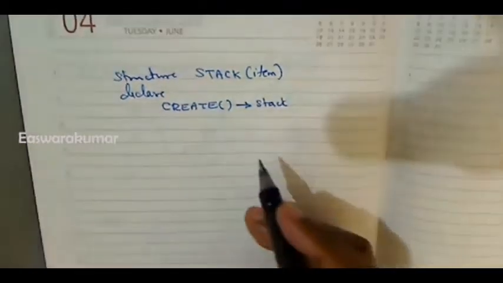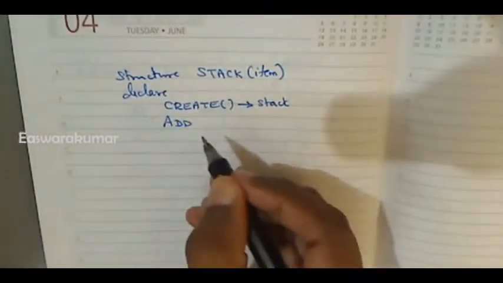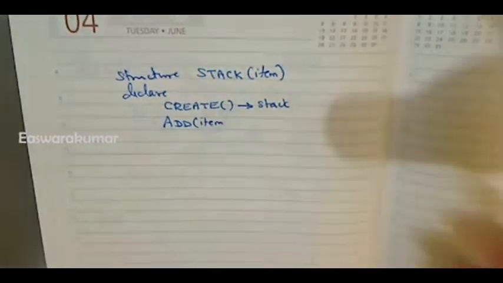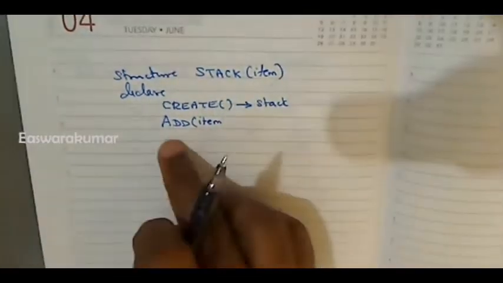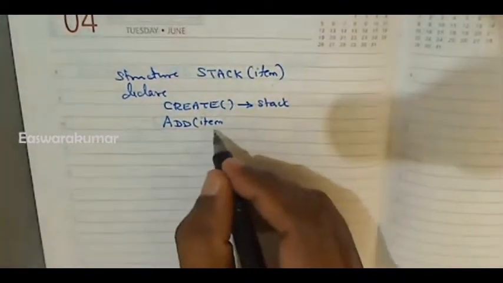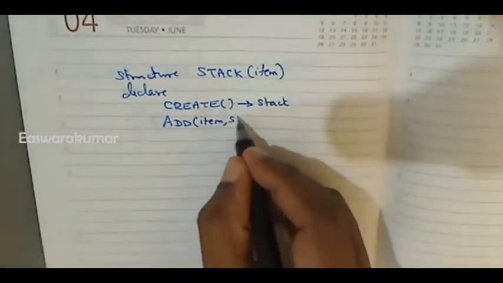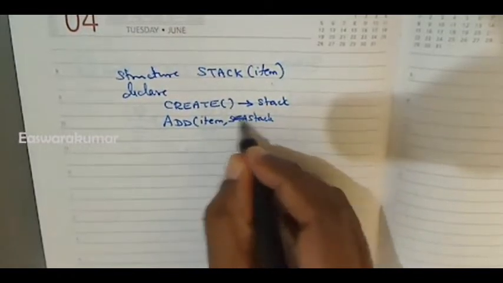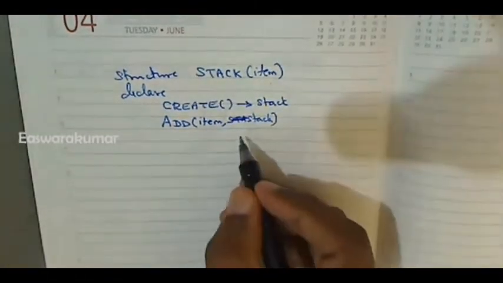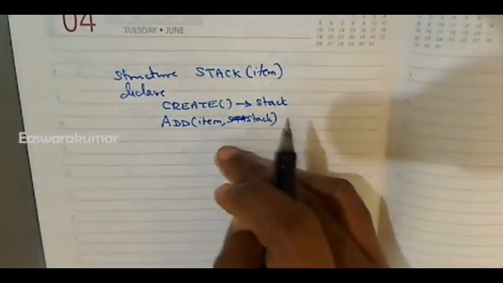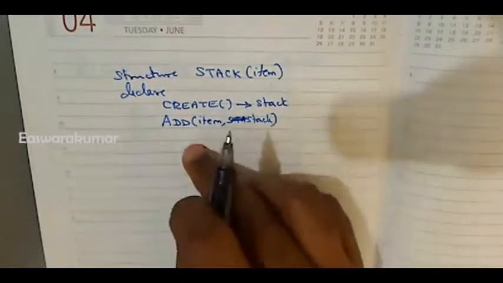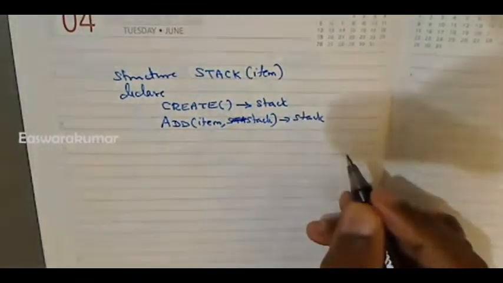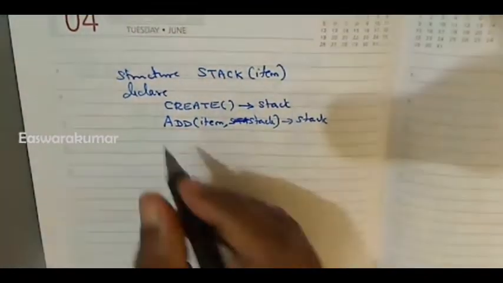Okay. And another function is called add. So what do we add? We add item. Adding means inserting or pushing. So we name the function as add. What we are adding is item, and where we are adding? Into the data structure called stack. Add item, comma stack. So once you have a stack there, if you add an item, what will be returned is the stack only, right? Stack only.